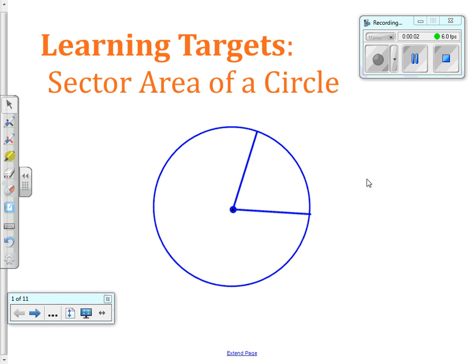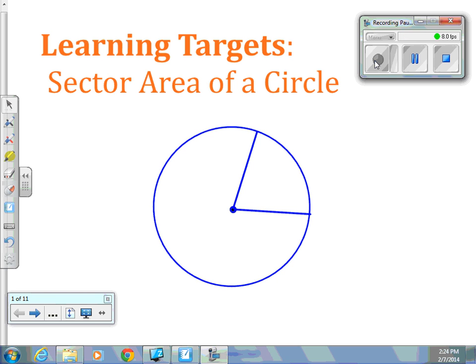All right, today we're working on learning targets. We're working on the learning target, sector area of a circle, okay? So what we're going to be working with today is reviewing the area formula for a circle, so how you find the area of the entire thing, but then we're also going to be talking about how to find the area of pieces of it, all right?